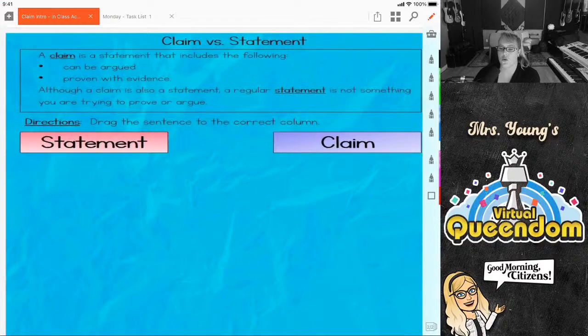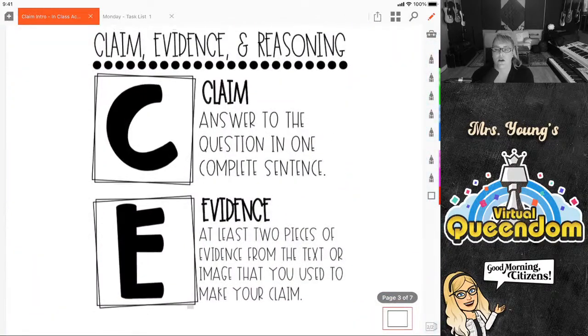So when we're trying to come up with a claim, it's important not to just make blanket statements. You want to generate a phrase that is arguable. So I'm not just creating a couple of words as an answer. I want to make sure I'm creating a claim. I'm answering the question in a complete sentence in a way that is arguable.